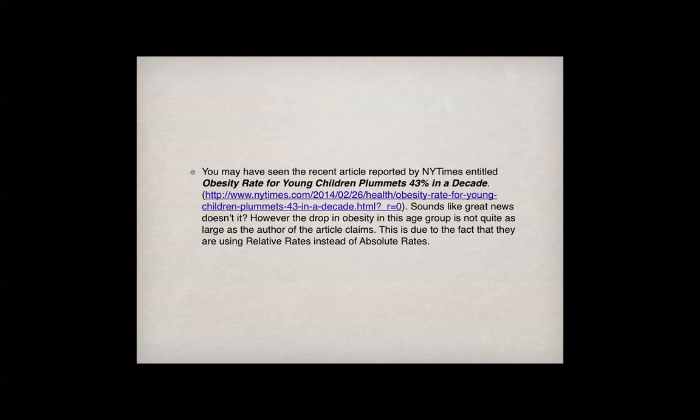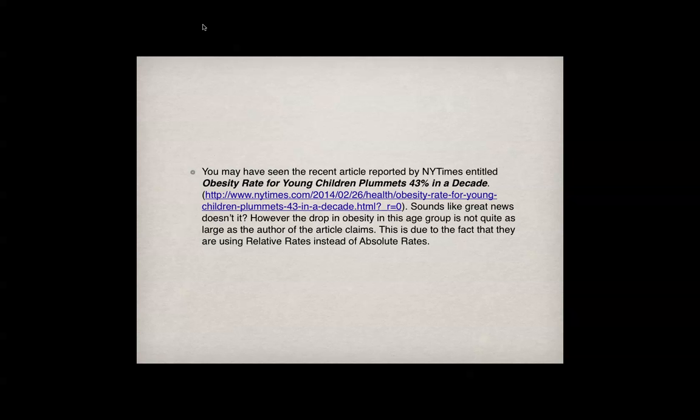So as soon as I knew this, I knew that they were using relative risk versus absolute risk because the obesity rate in children is probably about 15% overall, and some of the higher groups may be approaching 20. But overall, it's like 15%. So how can it drop 43%? So it sounds like great news, right?